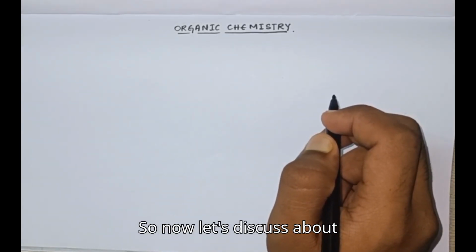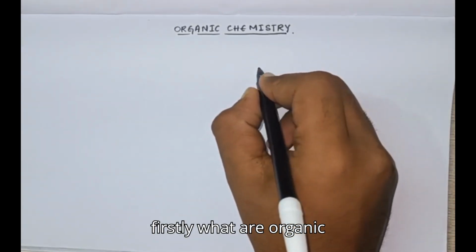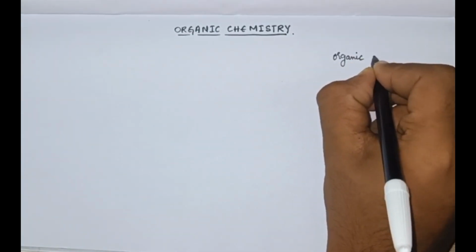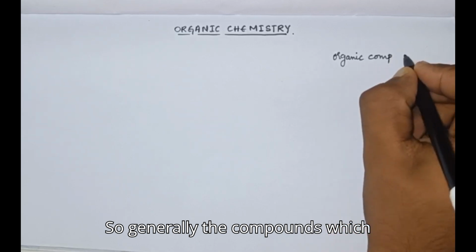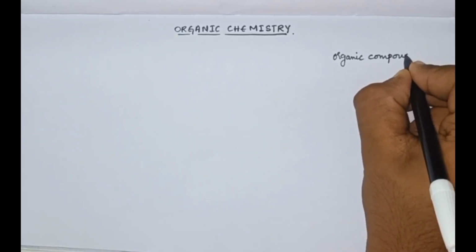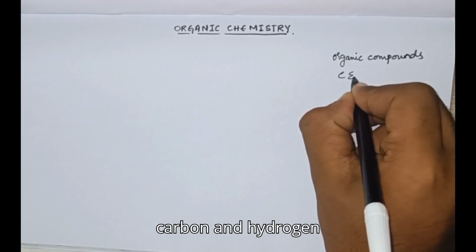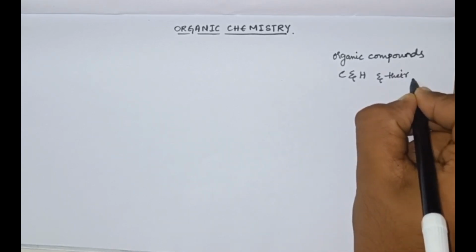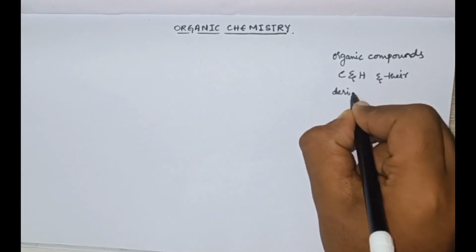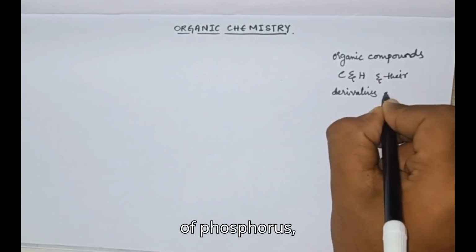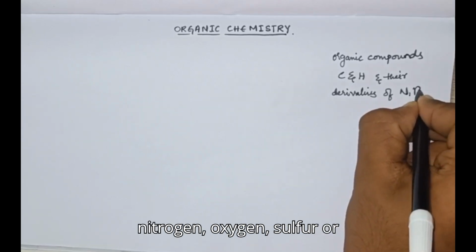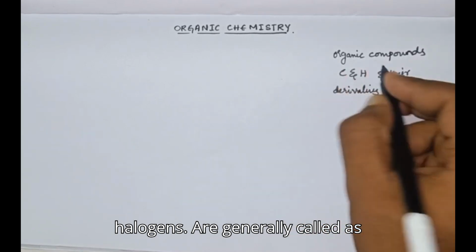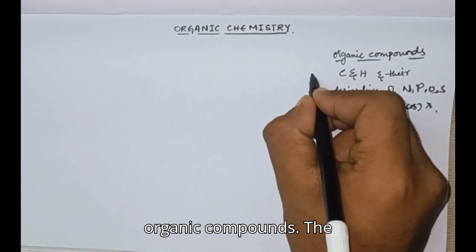Now let's discuss firstly what organic compounds are. Generally, the compounds which contain carbon and hydrogen and the derivatives of phosphorus, nitrogen, oxygen, sulfur or halogens are generally called organic compounds.